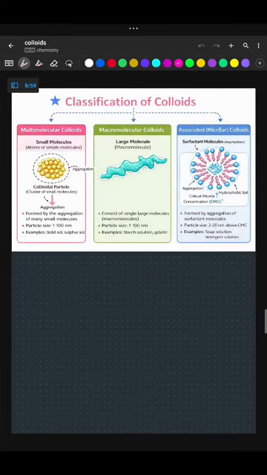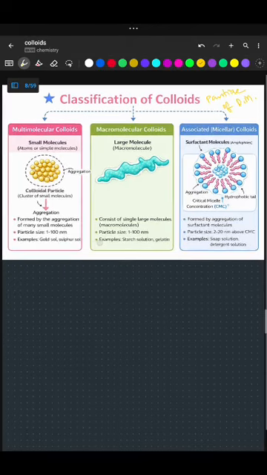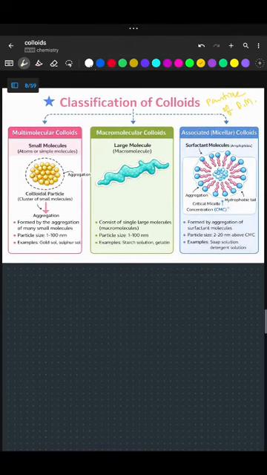So the first classification is based on the particles of the dispersed phase. Basically, the first type it has is multimolecular colloids. The colloidal particles are aggregations of molecules, mostly formed by the aggregation of small molecules. It has a size of 1 to 100 nanometers. Examples would be gold and sulfur.